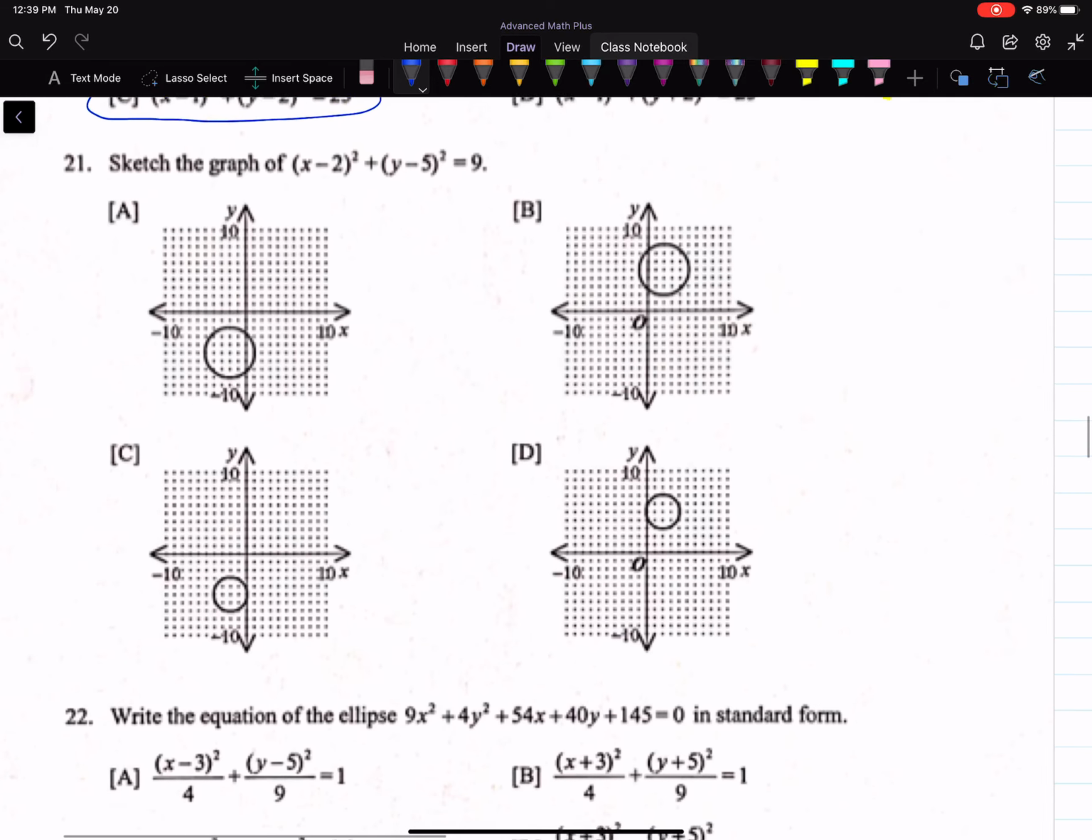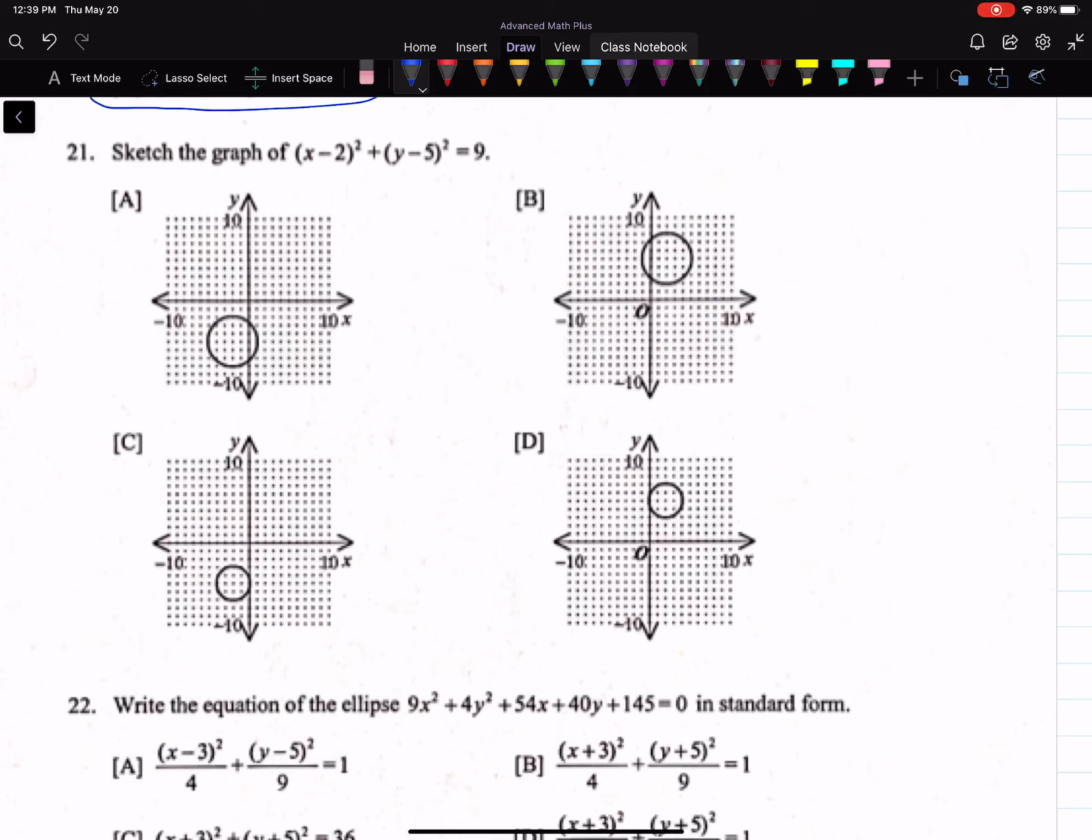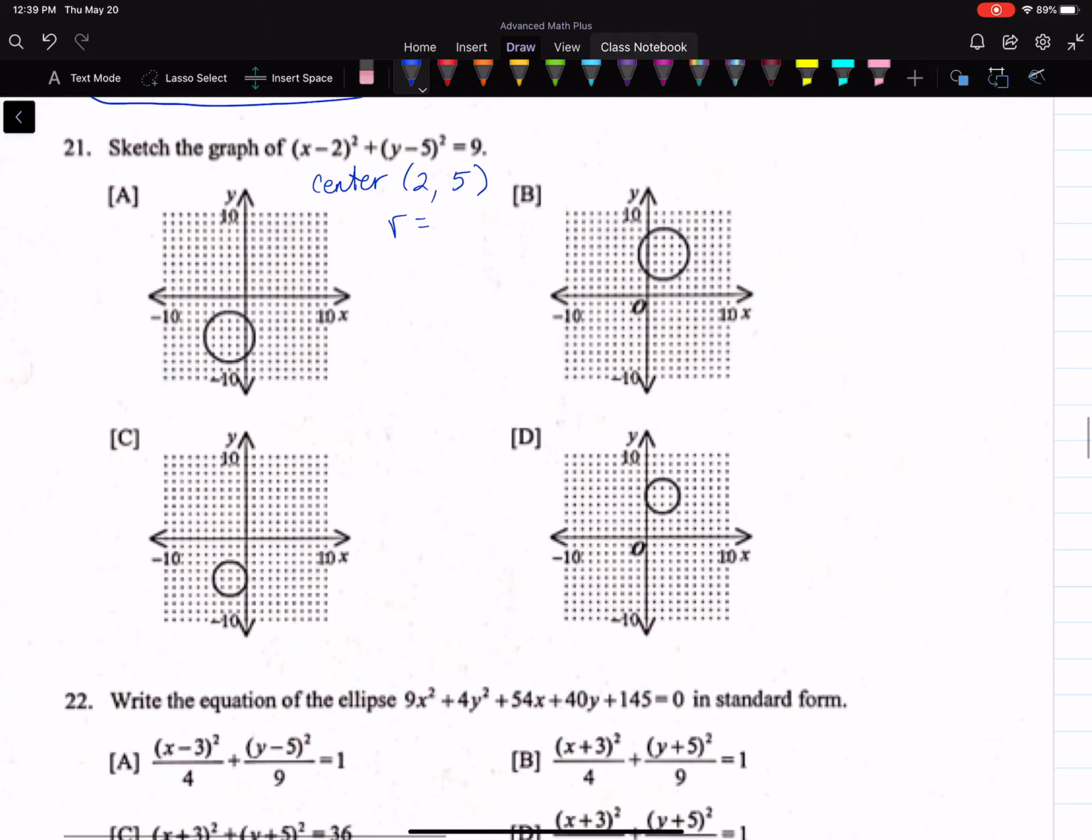Okay. 21, you're sketching the graph. So it's kind of doing the same thing, just going the other direction. If this is my equation, my center would be what? And again, remember, you do the opposite. So it's not -2, -5, but what? +2 and +5. And my radius is going to be not 9, but what? -9. Nope. Remember, this part is equal to r squared, right? So if r squared equals 9, what does r equal? You just take the square root of it. It would be 3. Correct.